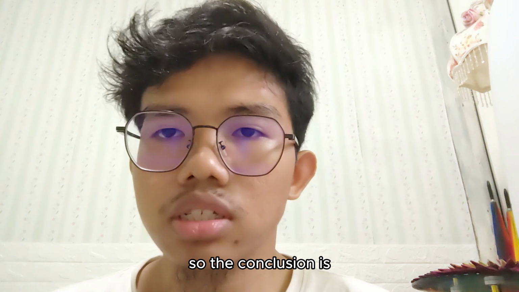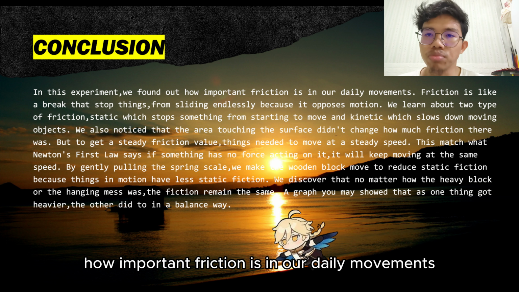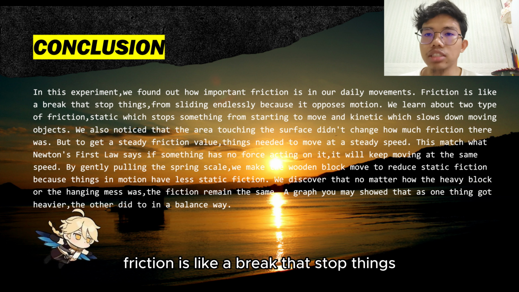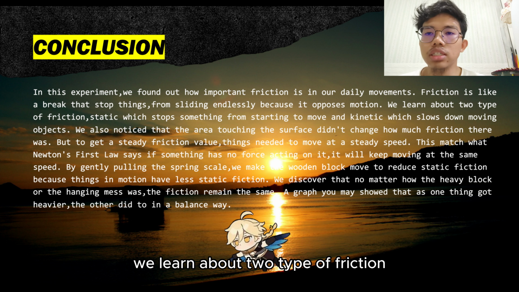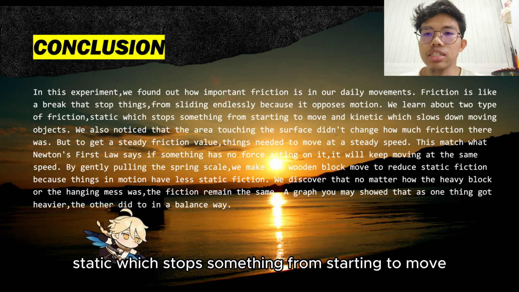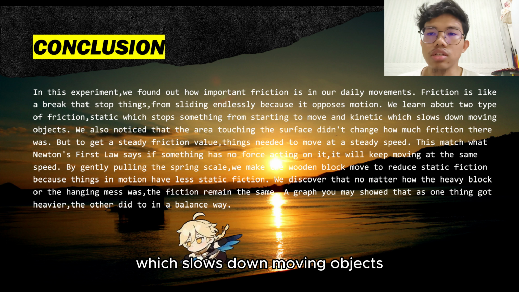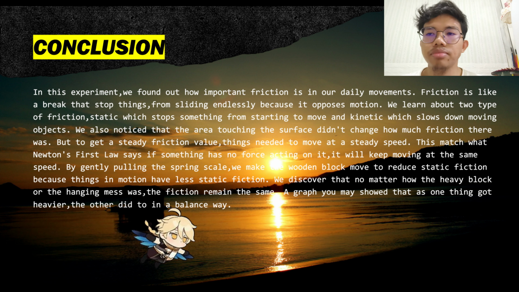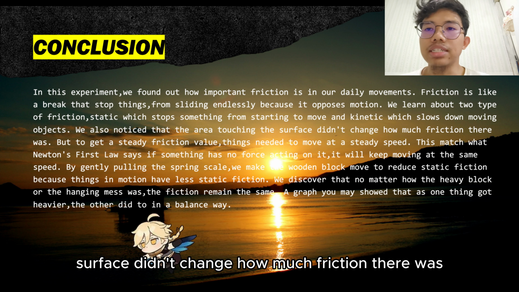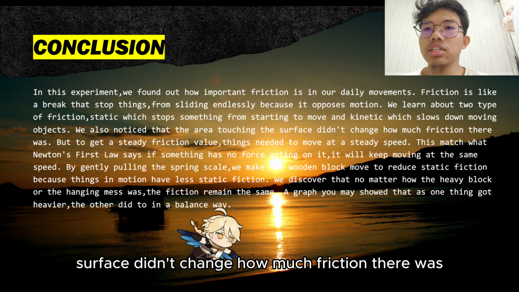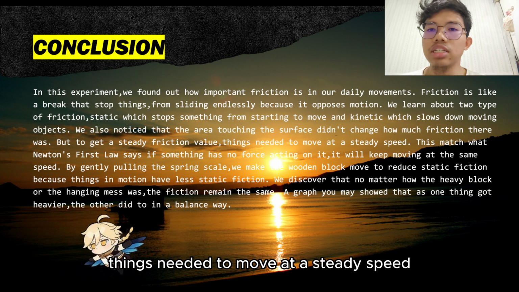So, the conclusion is, in this experiment, we found out how important friction is in our daily movements. Friction is like a brake that stops things from sliding endlessly because it opposes motion. We learned about two types of friction: static, which stops something from starting to move, and kinetic, which slows down moving objects. We also noticed that the area touching the surface didn't change how much friction there was, but to get a steady friction value, things needed to move at a steady speed.